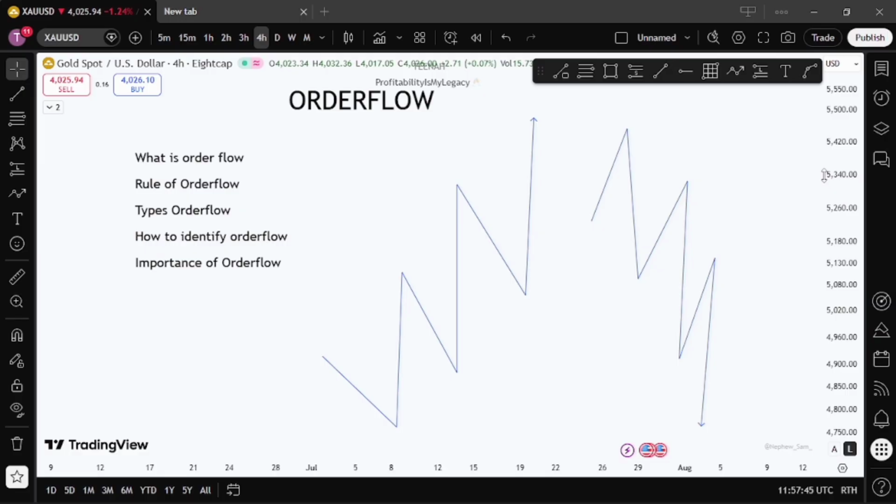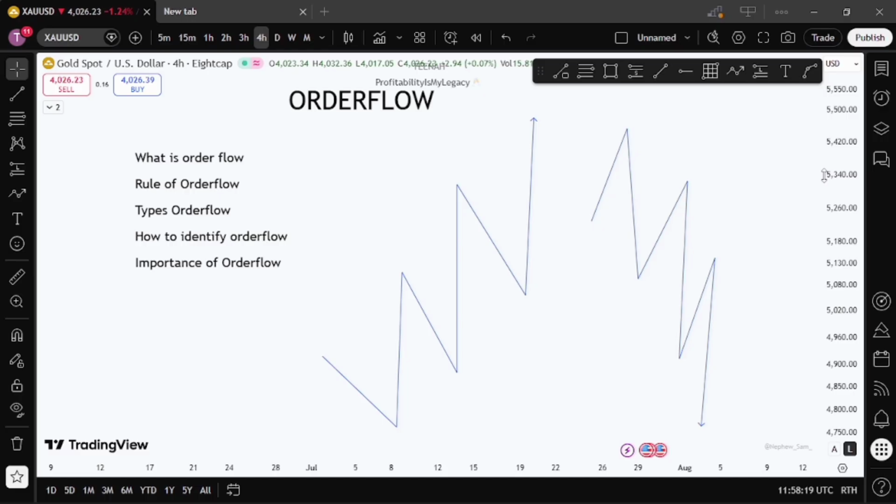The internal order flow, like we said before, is found in the lower time frame, where price moves in a particular trend or direction without any interruption. And the external order flow is found in the higher time frame, where price moves in a particular direction without any form of interference.